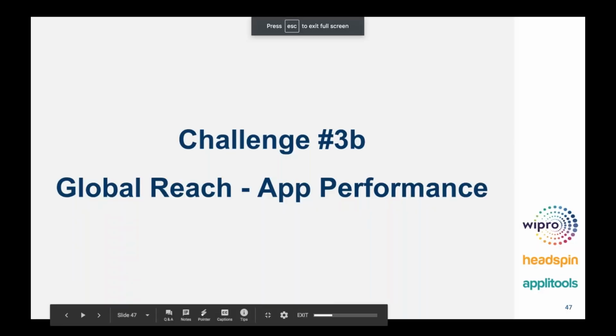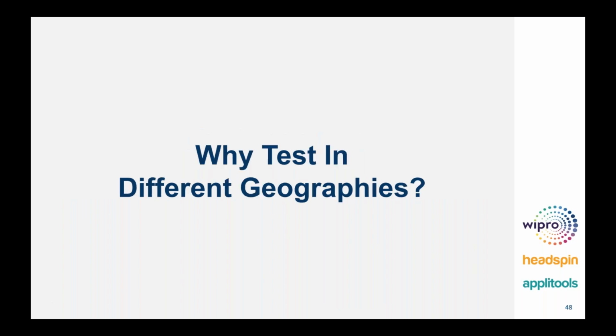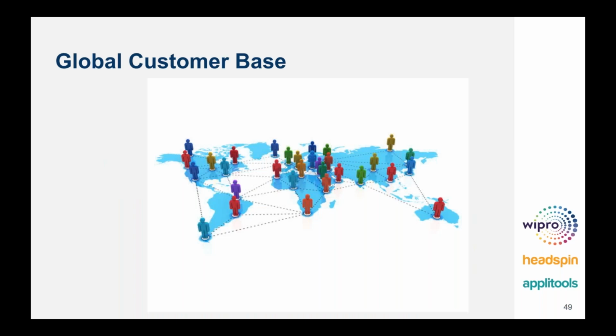Thank you, Anand. So now moving on to the third challenge, which is the application performance for global reach. First of all, why do you need to test in different geographies? What is the necessity? Because you have a global customer base. Today, the apps we are testing have customers who are using them around the world.